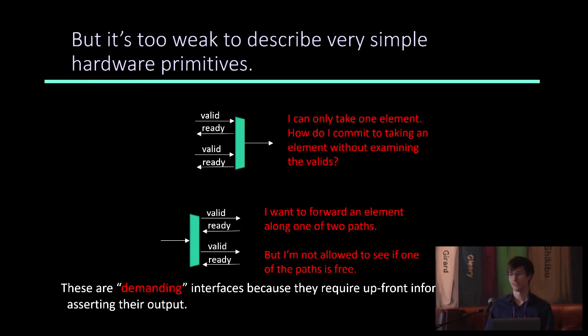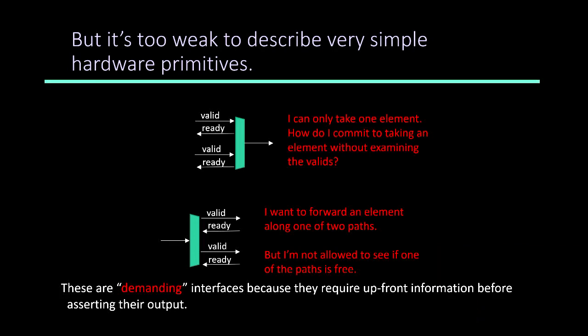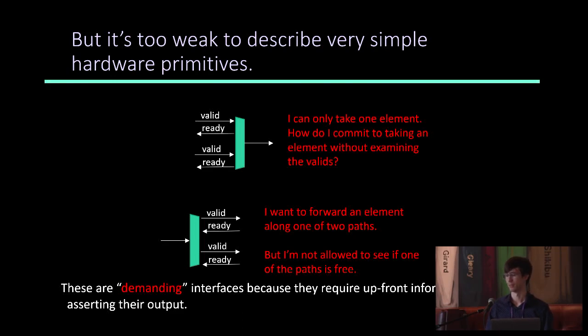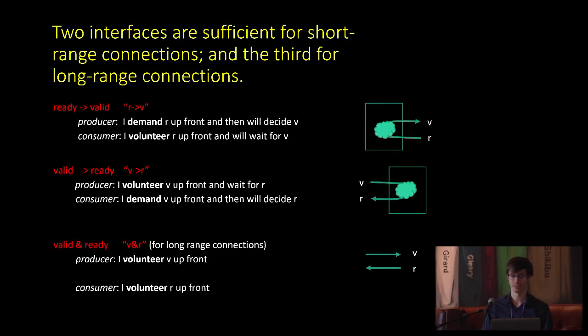If you have something that needs to select between many ready and valids and needs to commit to taking one, it will need to examine all those valid signals, do some combinational logic on it, and then redo the valid. Conversely, there's the opposite case where you have to choose what valid signal to output. So we call these in BaseJump demanding interfaces, to contrast them with the helpful interfaces that provide their ready and valid signals at the beginning of the clock cycle.